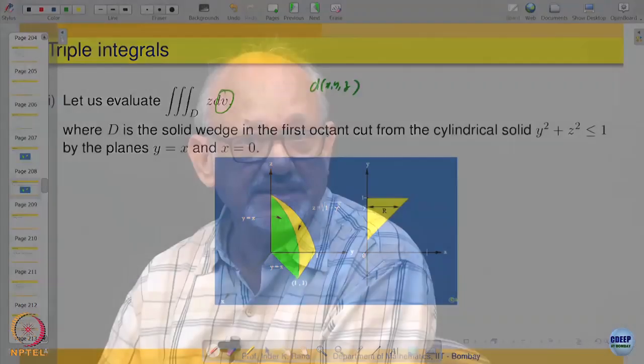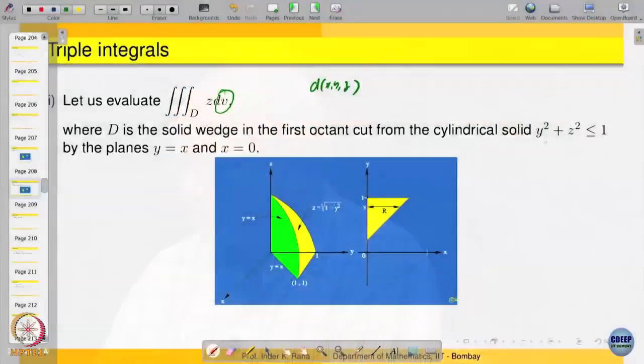So, here your imagination also will come into the picture: the wedge in the first octant cut from the cylindrical solid by the planes y equal to x and x equal to 0. So, how do we visualize that? This is the solid wedge in the first octant cut from the cylindrical solid. There is a cylinder y square plus z square less than or equal to 1. If you want to just look at the cylinder, what is that cylinder? y square plus z square less than or equal to 1.